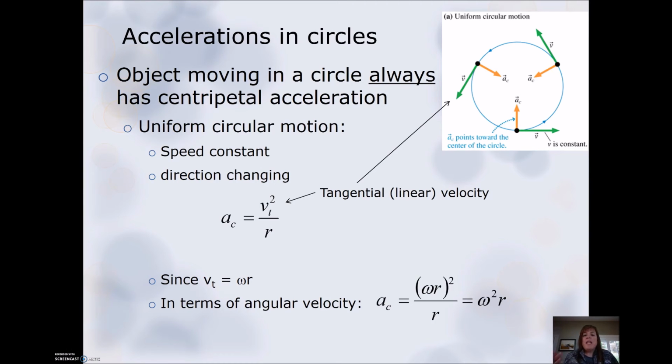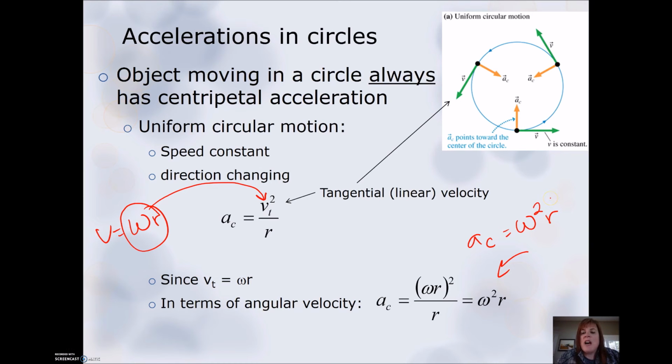And in fact, we can relate that to our angular velocity equation. If the velocity is the angular velocity times r, I can take that quantity and put it in here, and I end up with this, so that the centripetal acceleration is also equal to the angular velocity squared times r. Now, the reason why I give you this equation is because sometimes you'll be working with angular quantities, and I'll ask you to calculate the centripetal acceleration. Well, there's no need to go back and calculate the linear velocity.